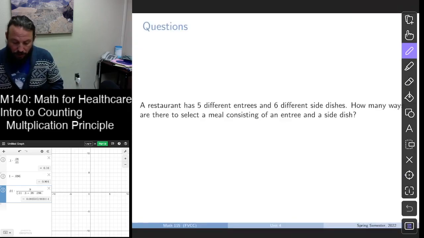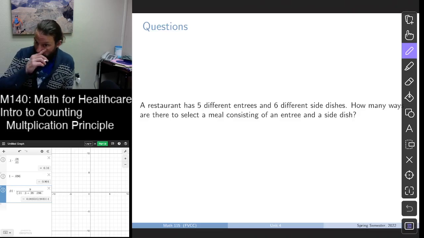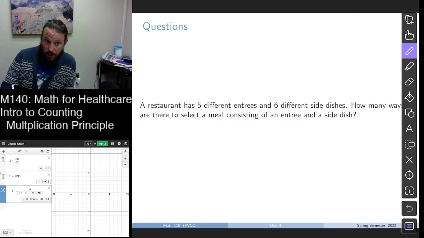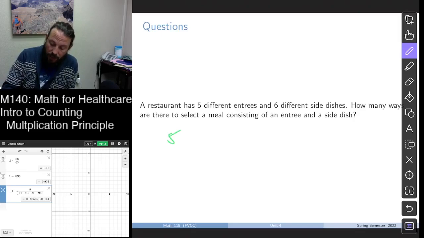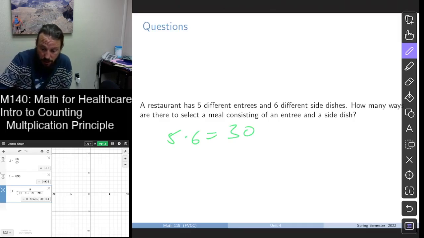Okay, so how about this? A restaurant has 5 different entrees and 6 different side dishes. How many ways are there to select a meal consisting of an entree and a side dish? Well, using the multiplication rule, task 1 has 5 different ways, task 2 has 6, and that gives us 30 possible meals of an entree and a side dish.